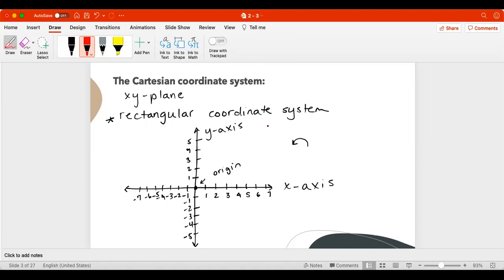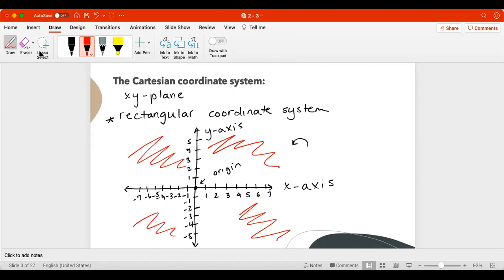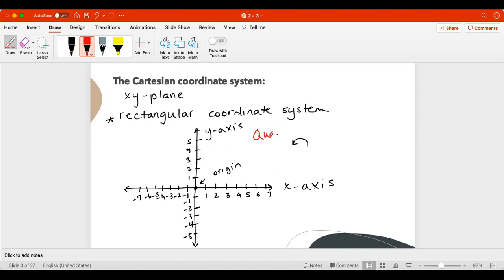Now you don't have to memorize this or anything, but you can see that the graph is broken into basically 4 areas. This area right here, this is an area, this is an area, and this is an area. Each of these areas are called quadrants. This is quadrant 1. This is quadrant 2. This is quadrant 3, and this is quadrant 4. So they're labeled in a counterclockwise fashion.